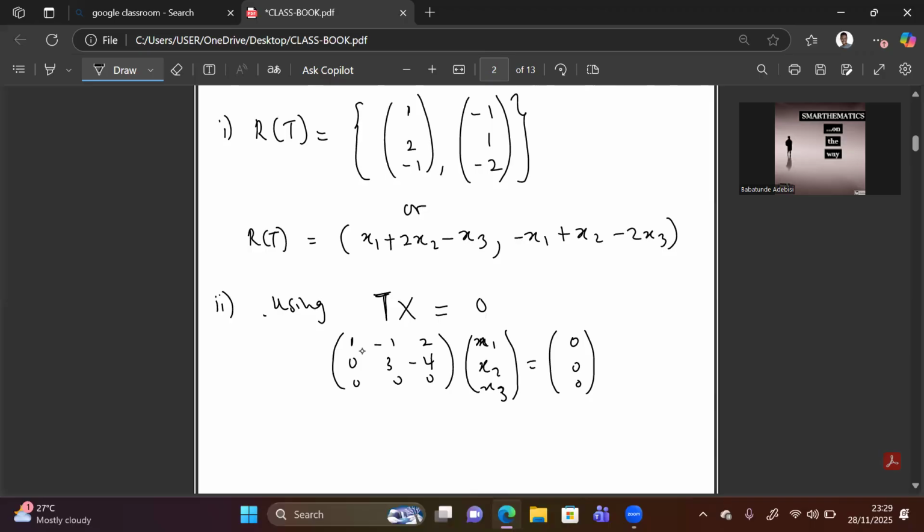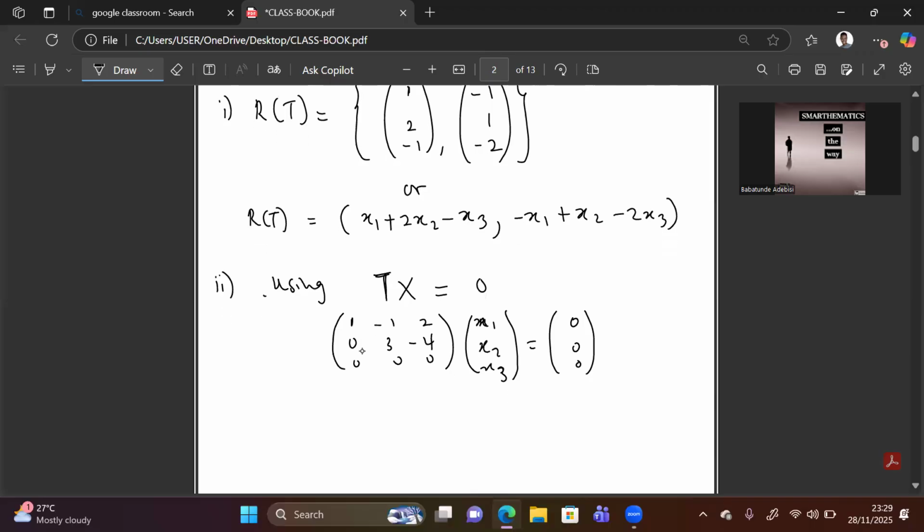You're about to see it here now. So solving this is very easy. All I need to do is, if you check the third row, they're all zero, so I don't need to use that. For the second row, I can use it. We have 0, 3, minus 4. That's 3x2 minus 4x3. I didn't consider the 0 in front because 0 is nothing. It becomes 0. So it equals 0.